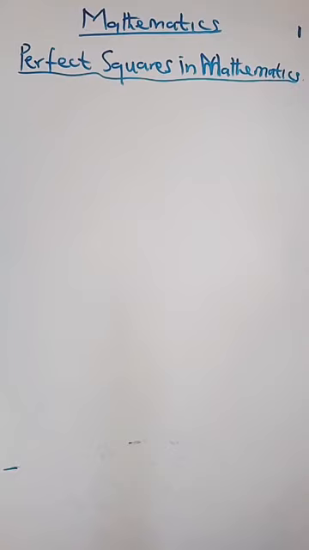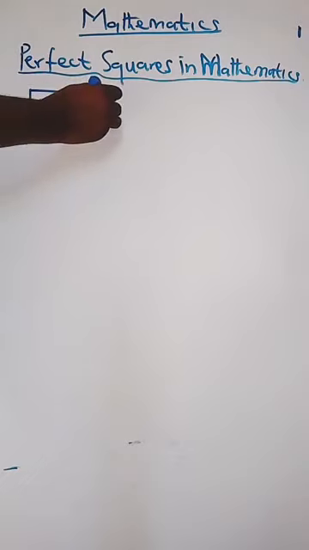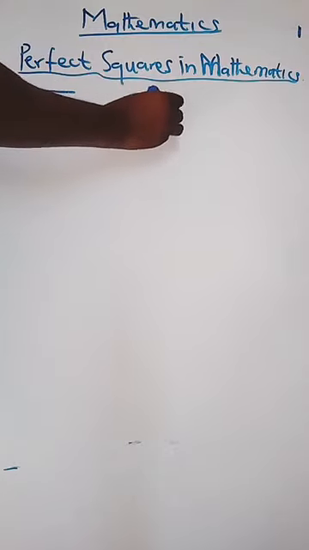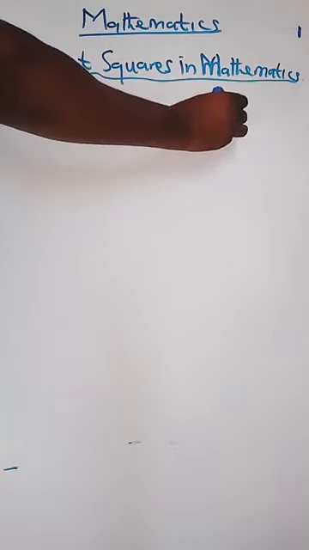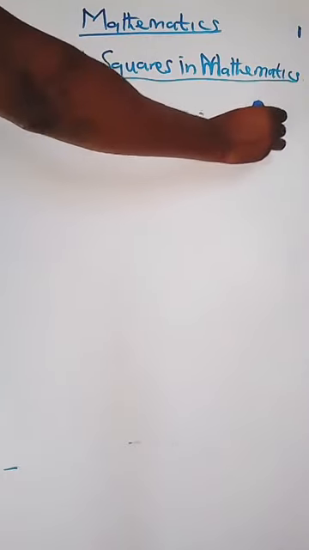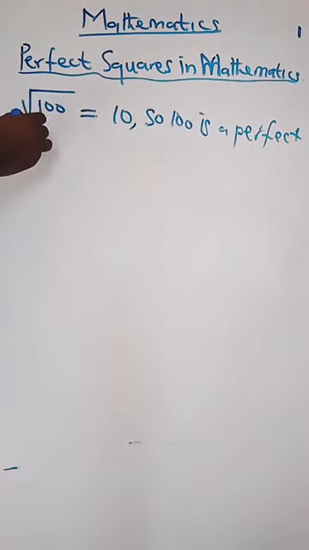Today, we want to look at perfect squares in mathematics. A perfect square is a number whose square root gives a whole number. For example, let's look at the square root of 100. It will give 10. So, 100 is a perfect square.